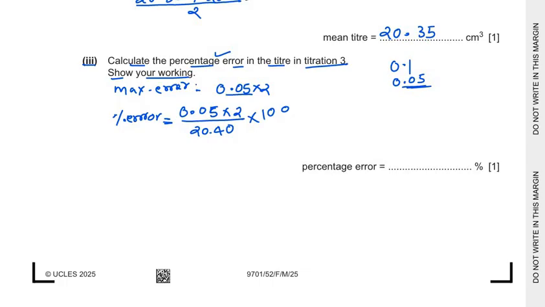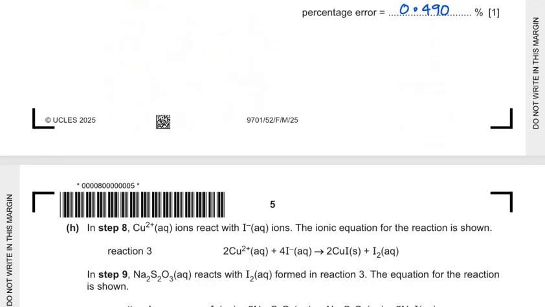So our percentage error is 0.490 to 3 significant figures. So this is the maximum percentage error in our single burette reading of titration 3. Let's see what's the next sub question here.